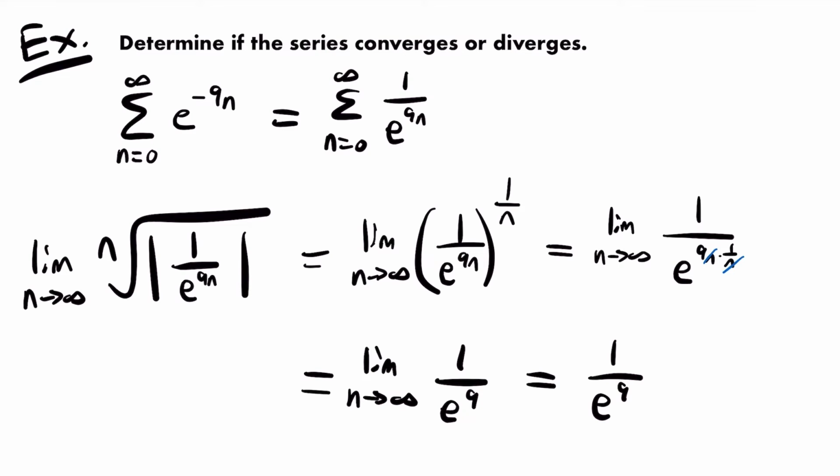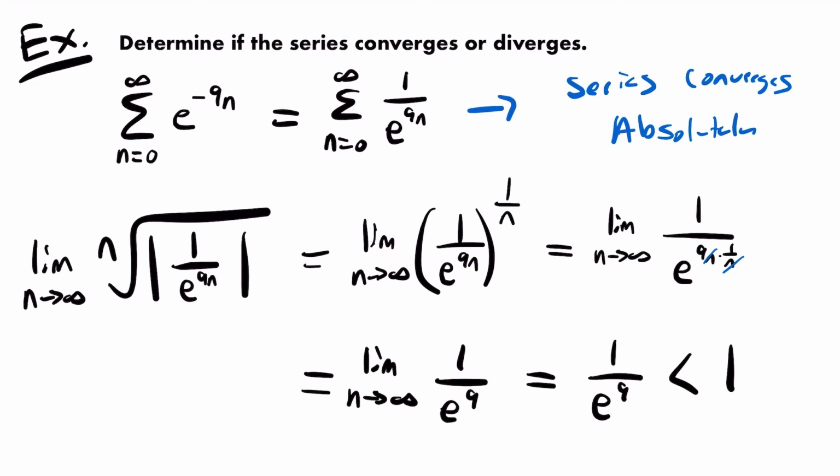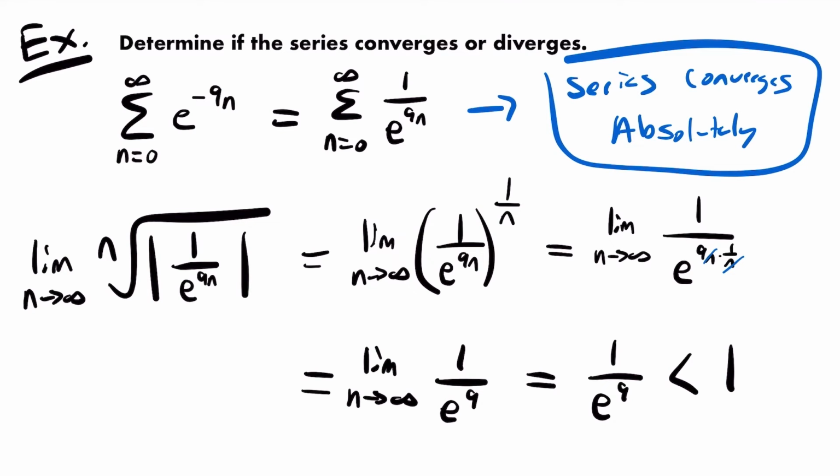And so this limit is less than 1, which means that from the root test, our series is absolutely convergent. All right, so this series converges absolutely. Okay, that is the conclusion that we can make from the root test for this series.